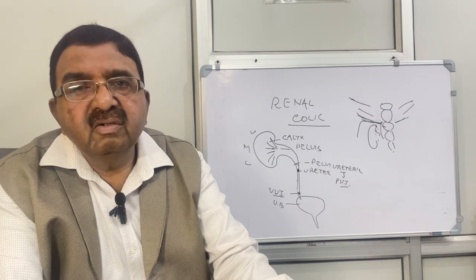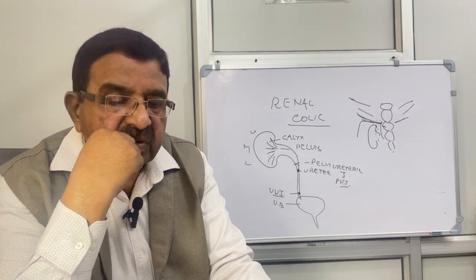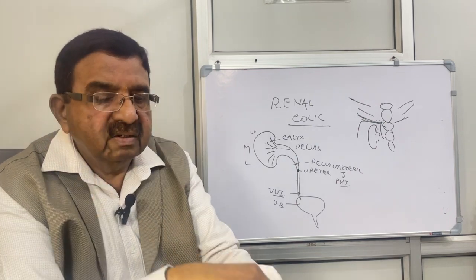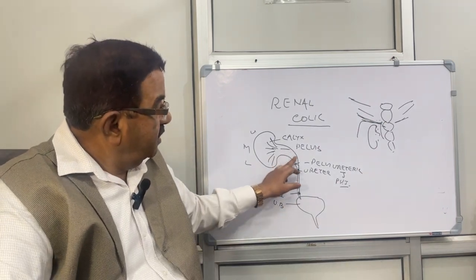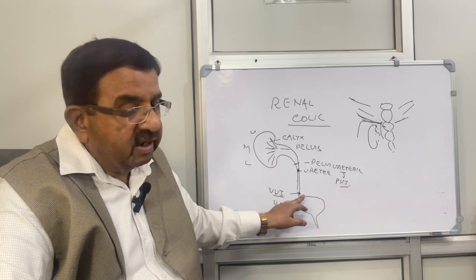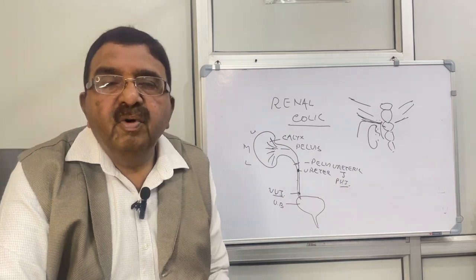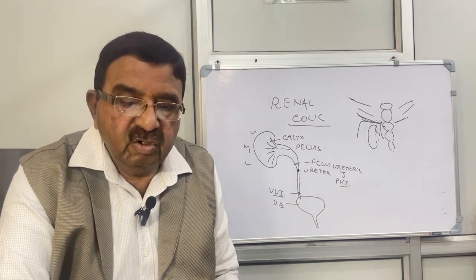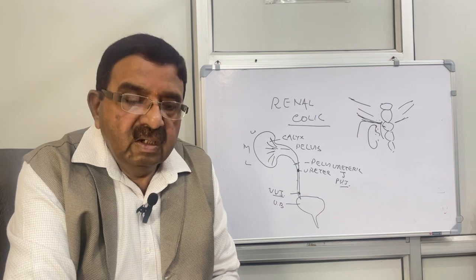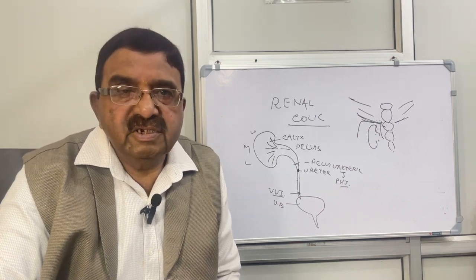Now the common causes, as I told you, the sites of obstruction are pelvic, the pelvic-ureteric junction, the ureter, and the vesico-ureteric junction. So these 3-4 sites are important sites of obstruction and pain. Now what are the various complaints of the patient?